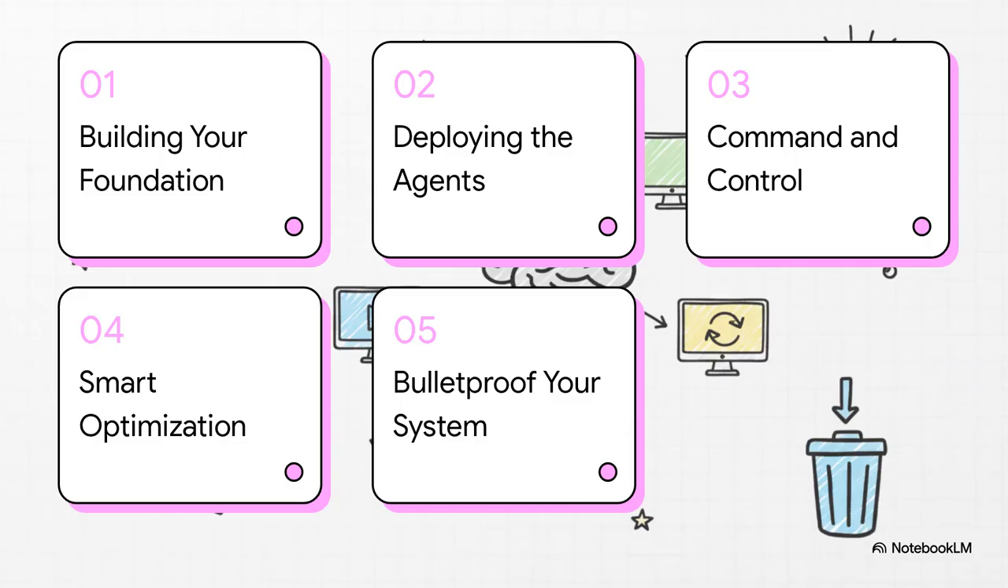All right, so here's the game plan. We're going to walk through the entire life cycle. First up, we're building a solid foundation. Then we'll get into deploying the agents. After that, it's all about command and control. We'll even look at some smart ways to optimize everything, and finally, we'll make sure your system is totally bulletproof.